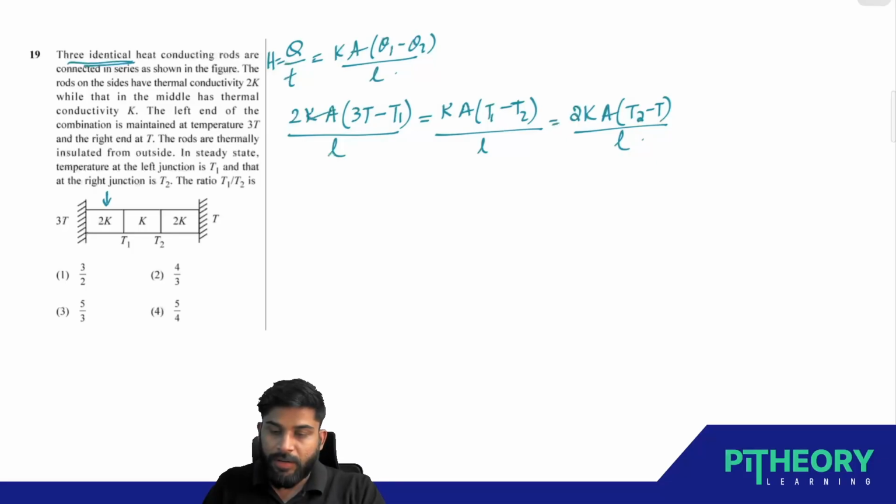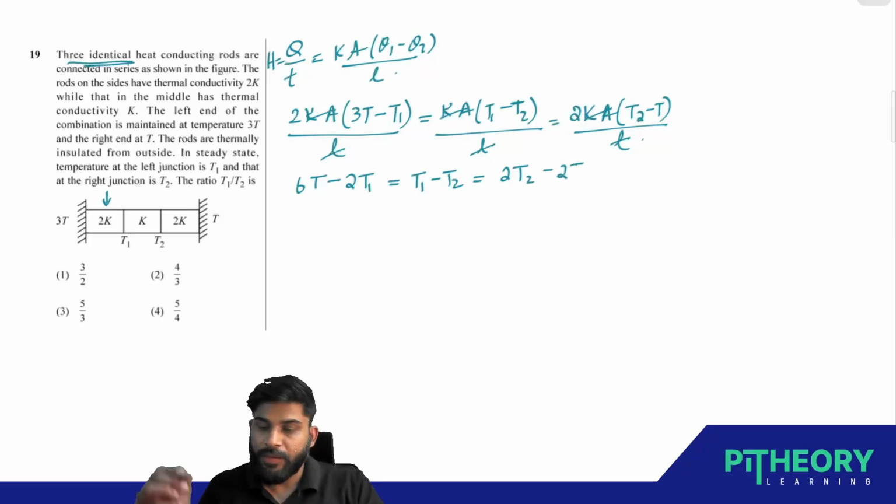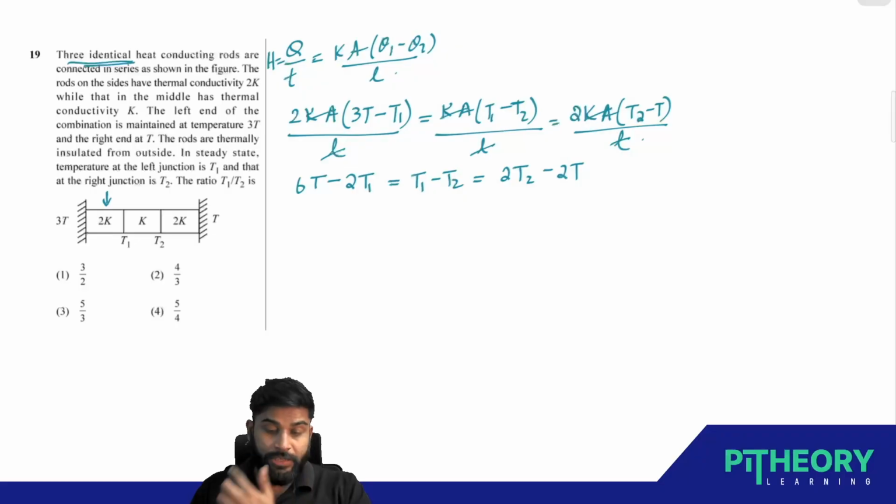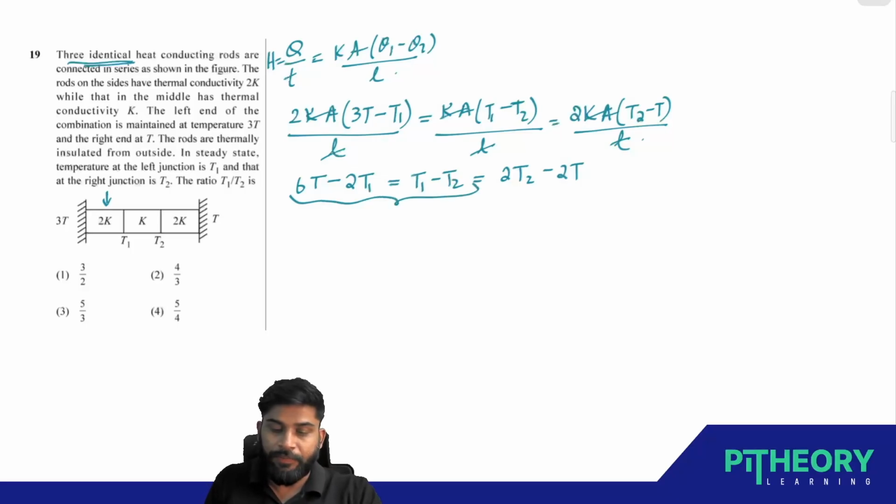So what all things can you cancel here? KA is common everywhere. We'll cancel. Length is common. We'll cancel. So if I expand this equation now, 6T minus 2T1, that is equal to what? T1 minus T2, and that is equal to 2T2 minus 2T. Correct? This is our relation that we have got. Now we need to find the ratio T1 by T2. You have to use these. You can actually frame two equations in this, right? How to frame two equations? Suppose if I take the left equation here, I can write what?